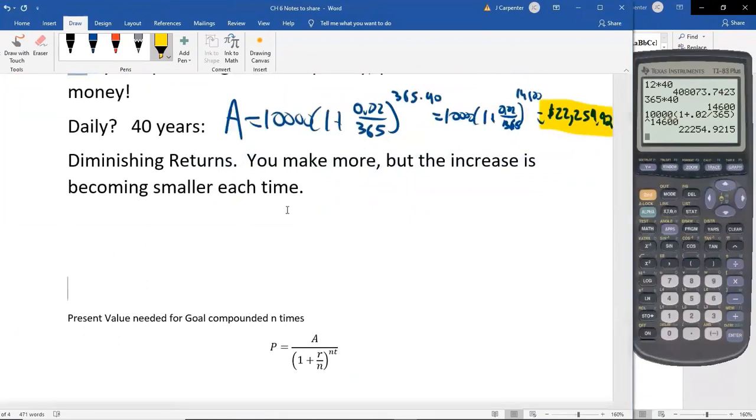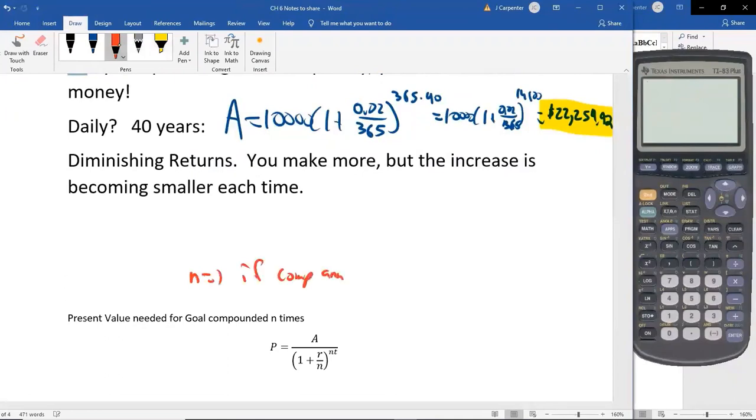Present value needed for a goal, compounding n times. So this works for compounding annually or compounding monthly or daily. If you wanted to compound annually, you just make the n 1. And check this out, if the n is 1, you don't really need to write that letter because r divided by 1 is r. And if your n is 1, you don't really need to write 1 times t because 1 times t is t. So you can actually argue that's a second version of the formula.